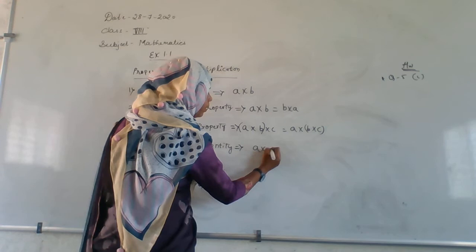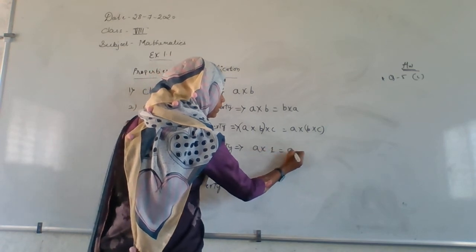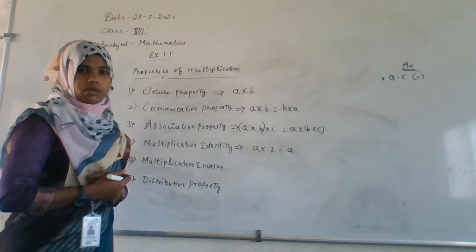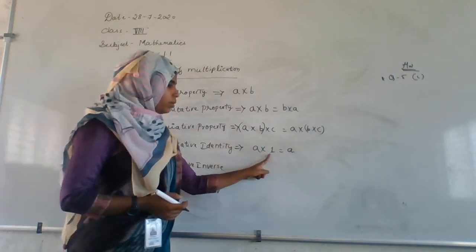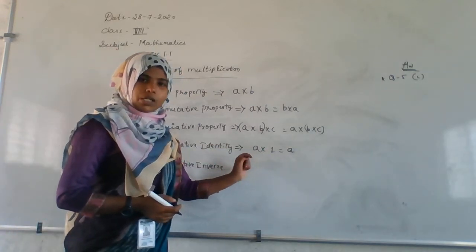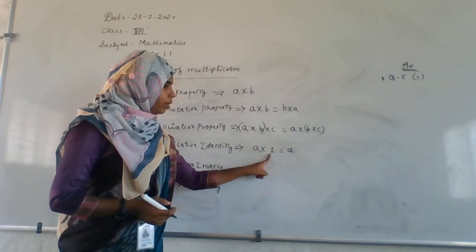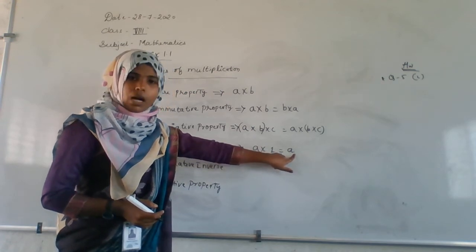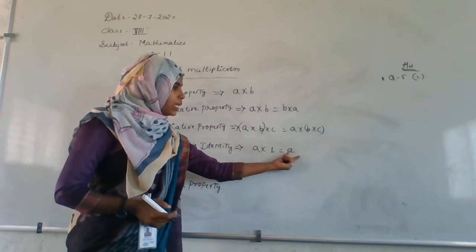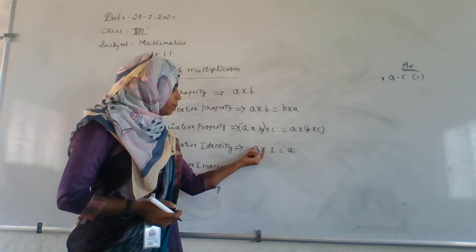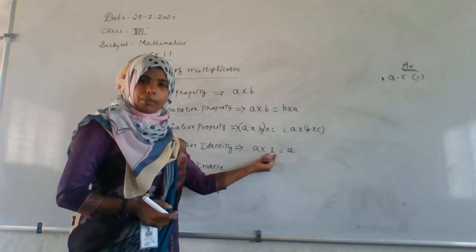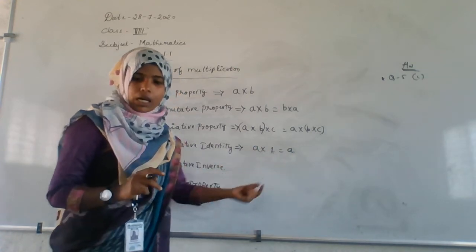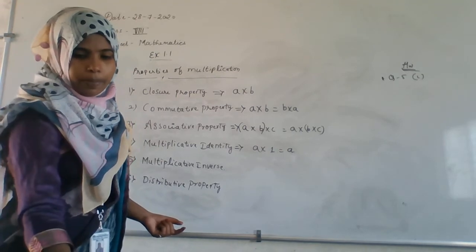If we multiply a number A by 1, we get the same identical number again. In multiplication we need 1 for the same answer. If you want to get the same identical number, then we are multiplying the same number by 1. And the next one, reciprocal of a number.